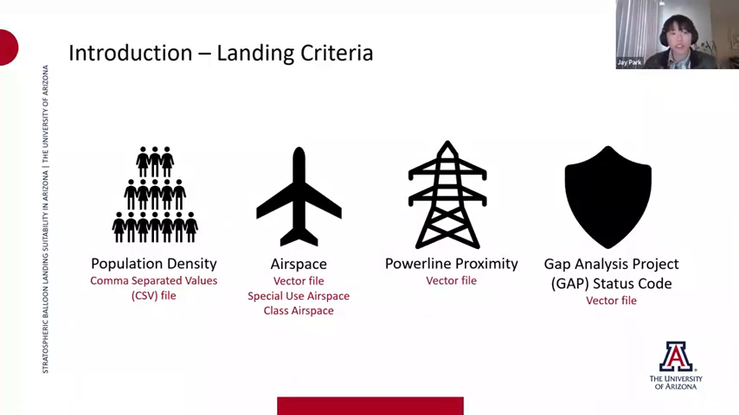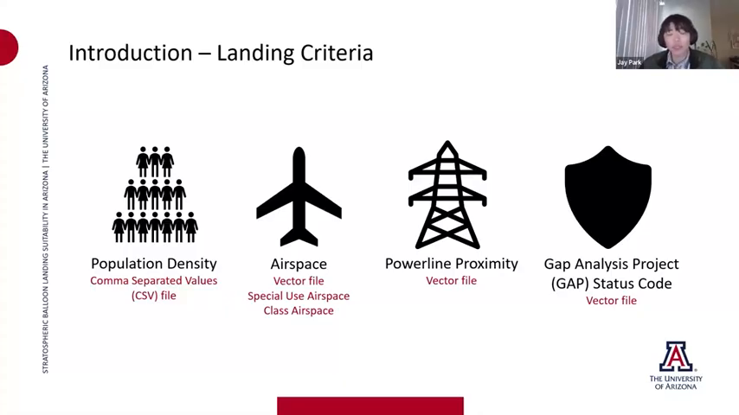So the flight operators at Worldview consider four landing criteria when determining landing areas. They are population density, airspace, power line proximity, and Gap Analysis Project status code, or GAP. And GAP is a national program managed by the United States Geological Survey that identifies areas where conservation efforts are needed to maintain populations of common species.